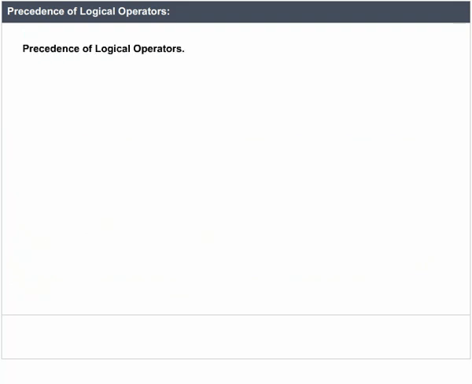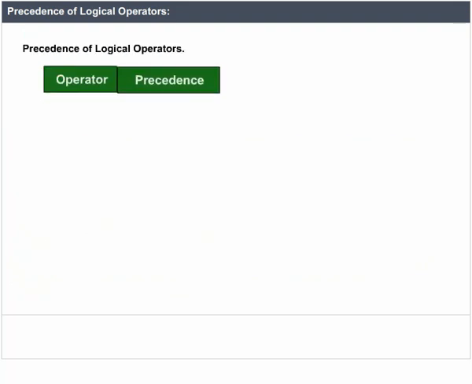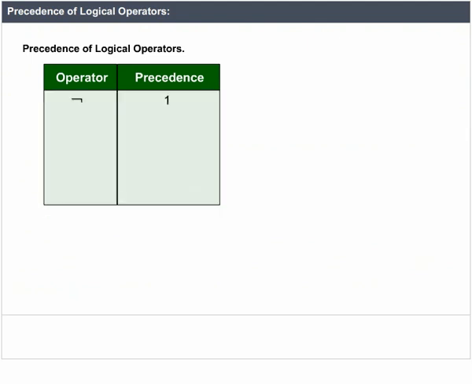The precedence of logical operators. The table has 2 columns: operator and precedence. Negation represents 1, and represents 2, or represents 3, implies represents 4, if and only if represents 5.